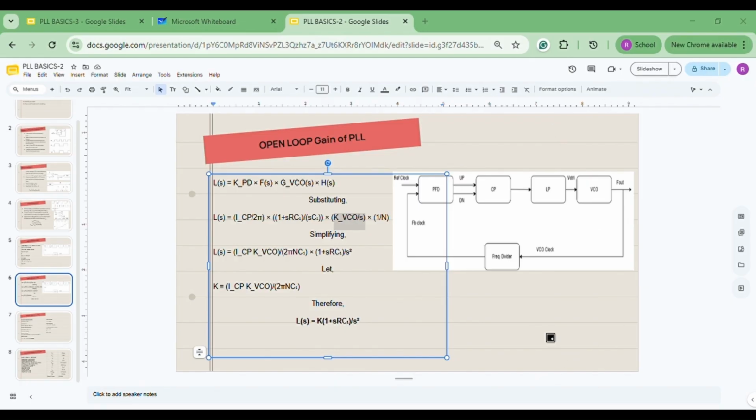Again, the frequency divider gain is 1 by N, which we have already discussed. So all these things are now ready.